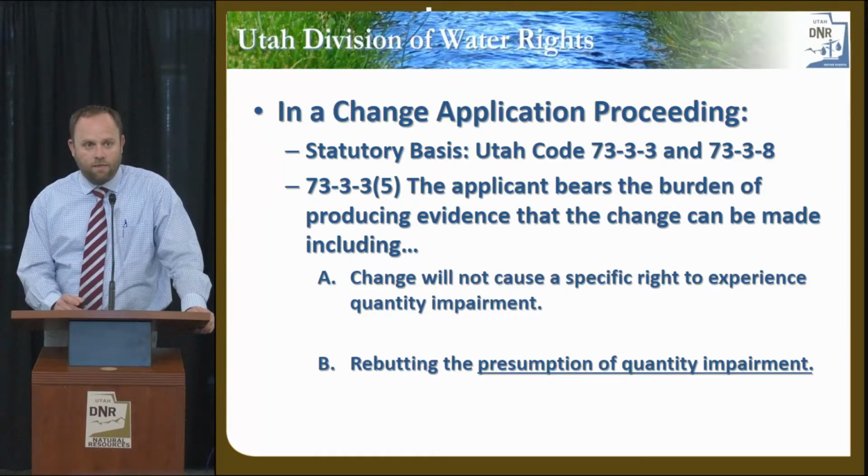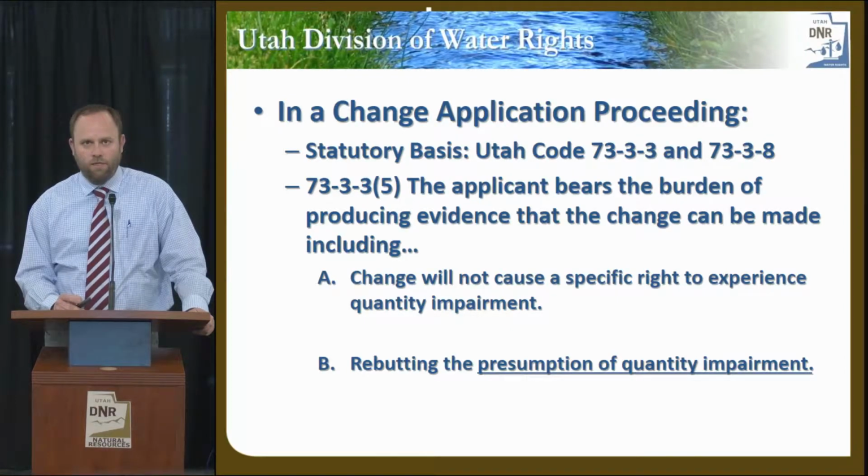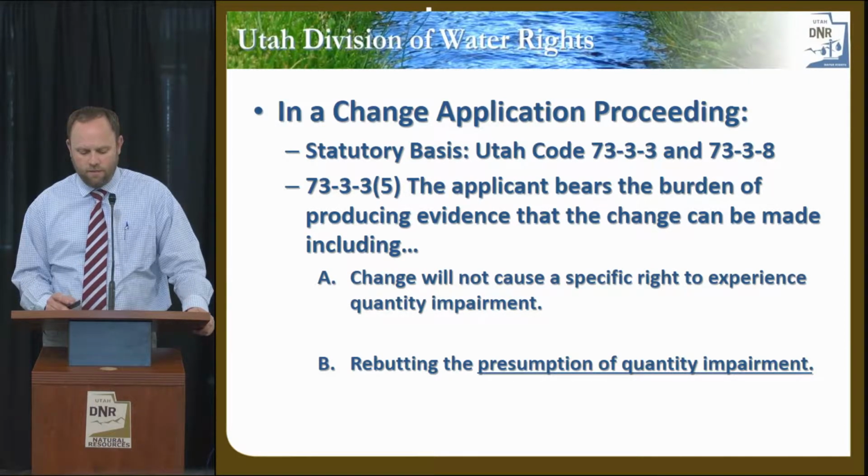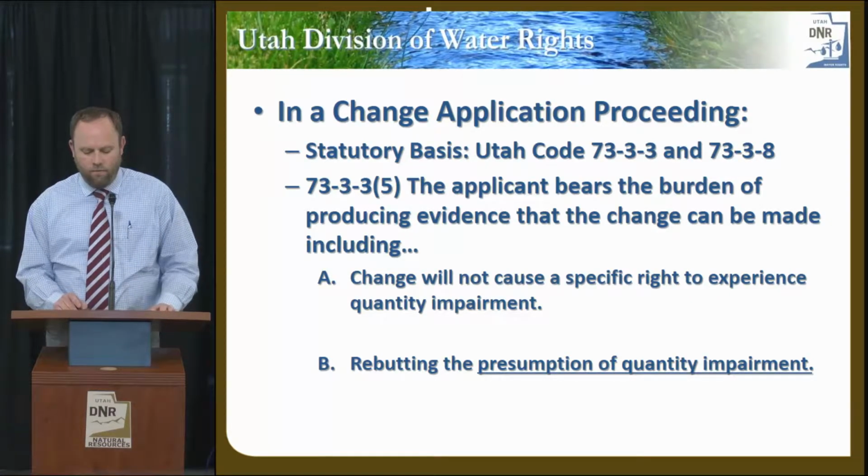All right, now this is where we get into a little divergence here. All right, so in a change application proceeding, and we've read this before earlier today, the applicant bears the burden of producing evidence that the change can be made, including, and then we have this breakout into two different subsets. We have A and we have B, okay? So let's cover A first.